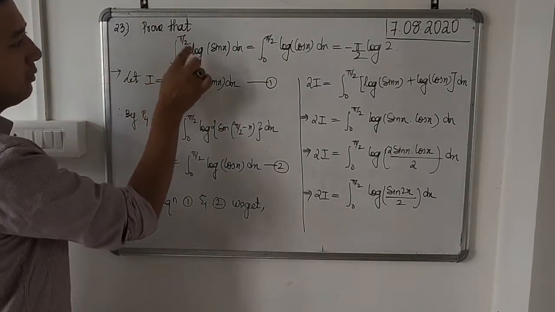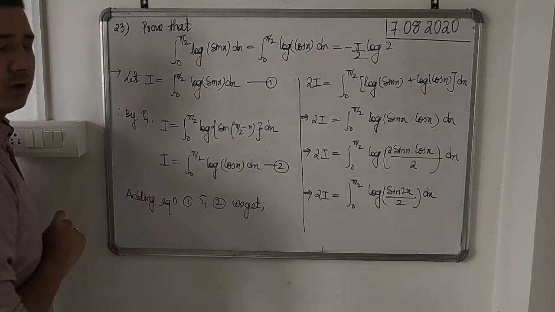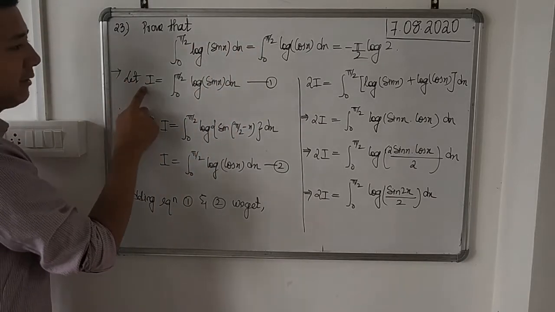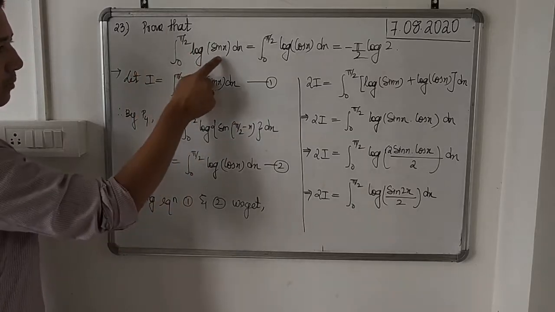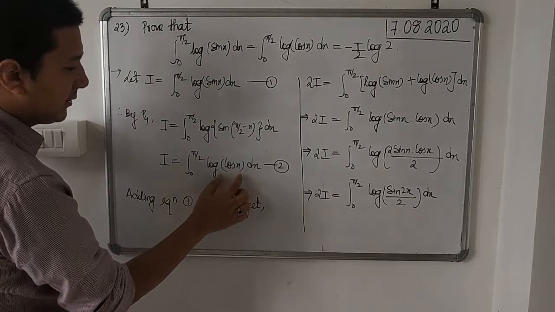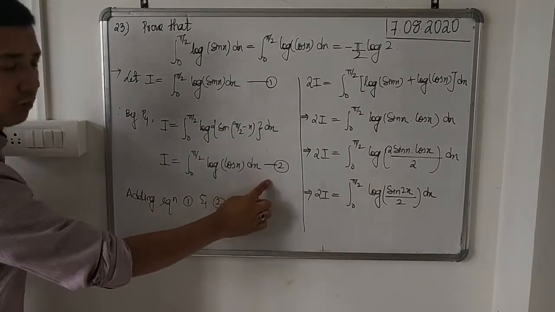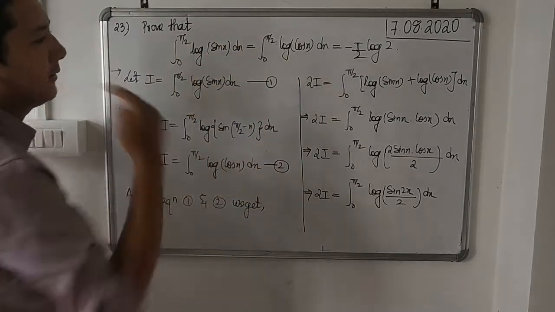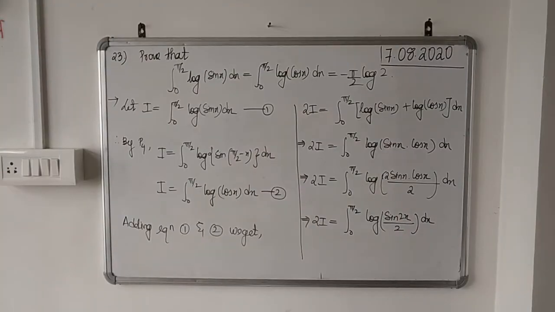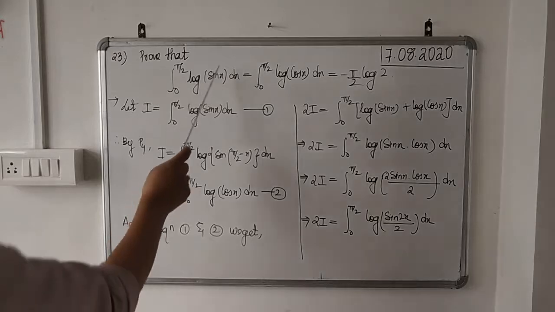See, it is 0 to pi by 2 log sin x, so I can use property number 4. I want to keep this as I, so let I equal this. Now use property 4: wherever it is x, it will be upper limit minus x, so sin of 90 minus x is cos x. So this is equation number 2, hence we have proved from here to here, isn't it? So pause the video, note it down till here. The first part is done. Alright, I hope you are clear from here till here.